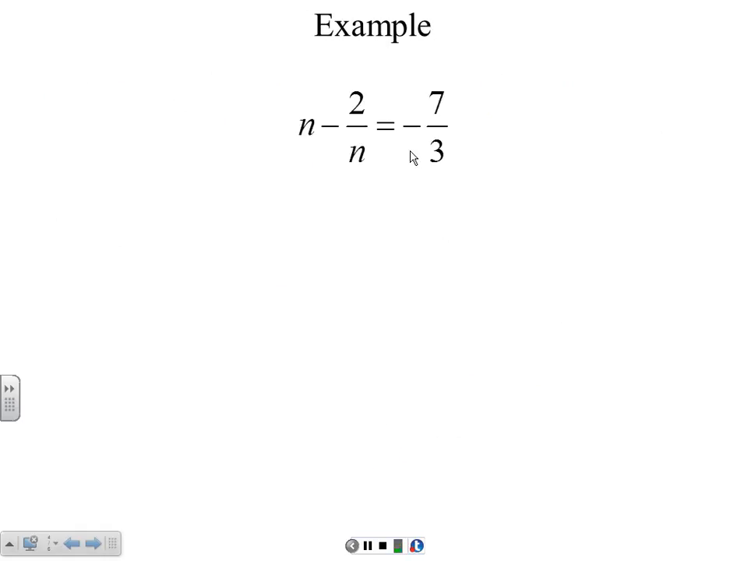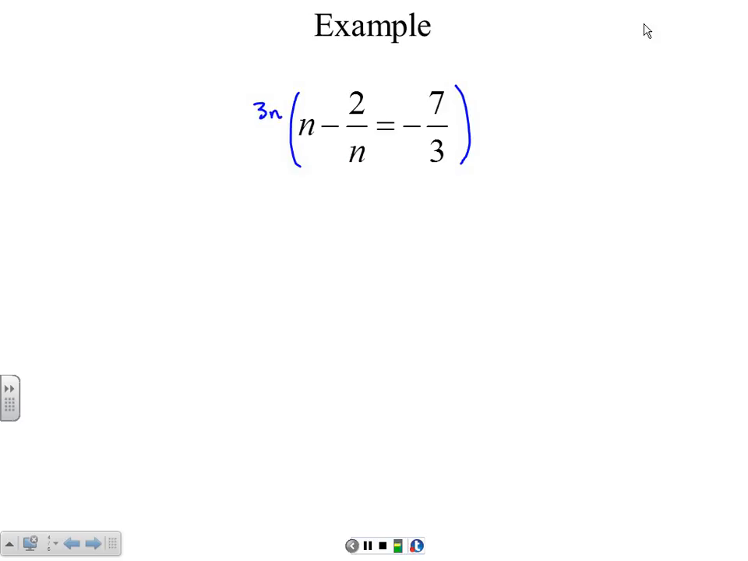Okay, and this is what I was talking about earlier. This is not in your general form. This is not ax squared plus bx plus c is equal to 0. But what we need to do is get it into this form, and we're going to use our Chapter 4 techniques for solving equations that have fractions in them. So we're going to multiply by the common denominator, which is going to be 3n.